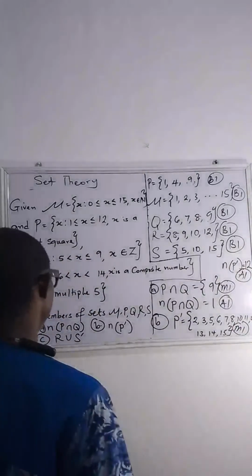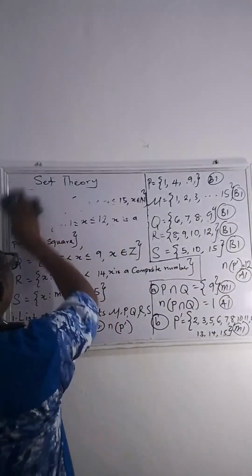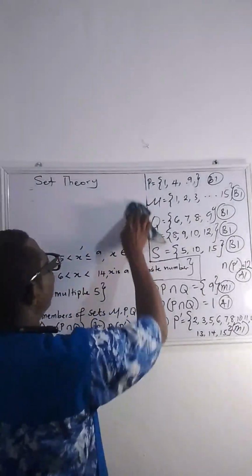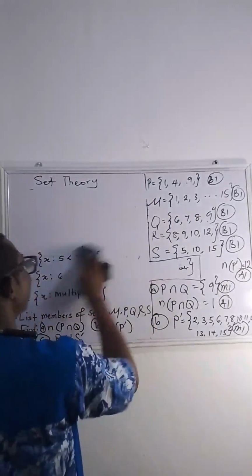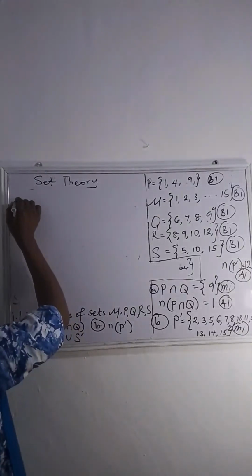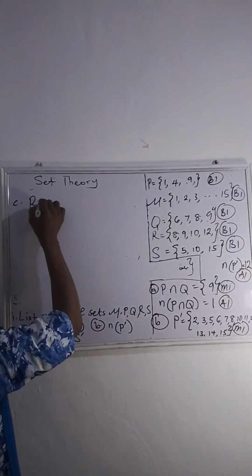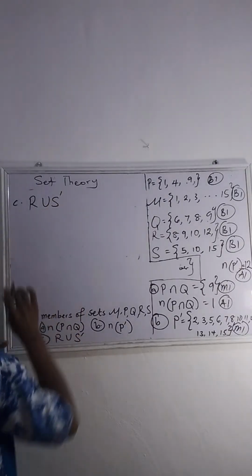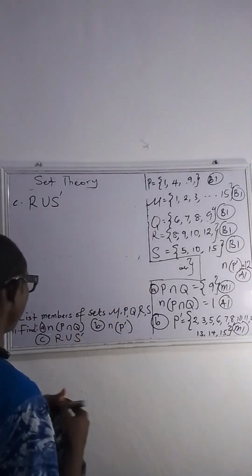Now let's look at the third one. Let's look at the third one here. Okay, what do we have? R union S complement. Now that's what we have there. That's the last one there.